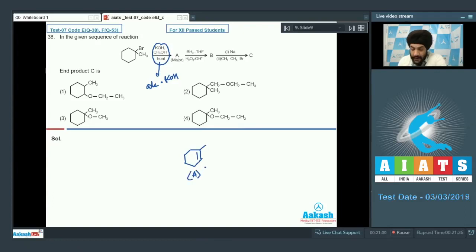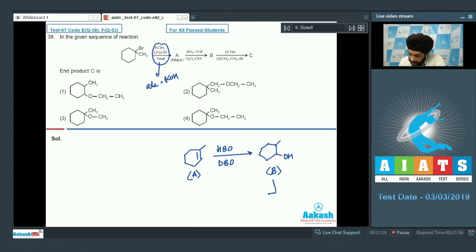Now this compound A is allowed to react with BH3.THF in presence of H2O2, OH-. Now this compound A is allowed to undergo hydroboration-oxidation reaction to form compound B. So the hydroboration-oxidation is going to convert it into the anti-Markovnikov alcohol without any rearrangement of the carbocation. So this is the product B which is formed.